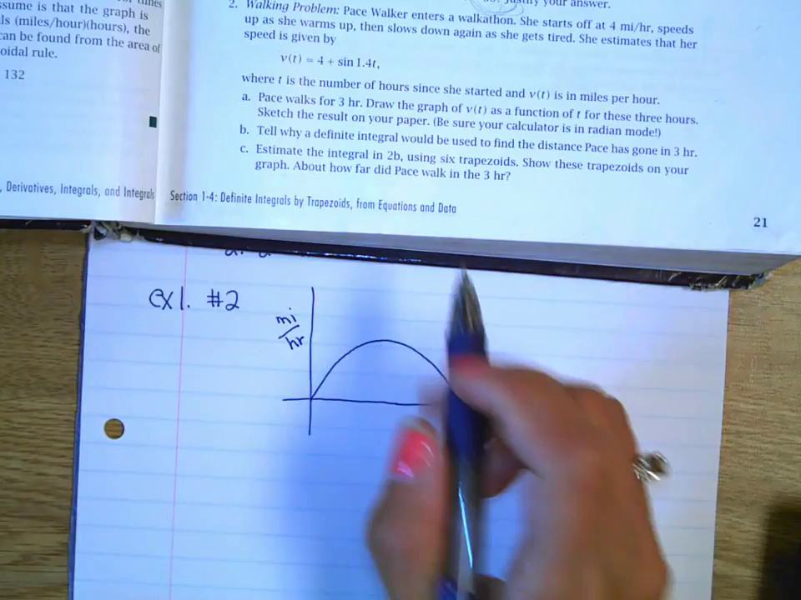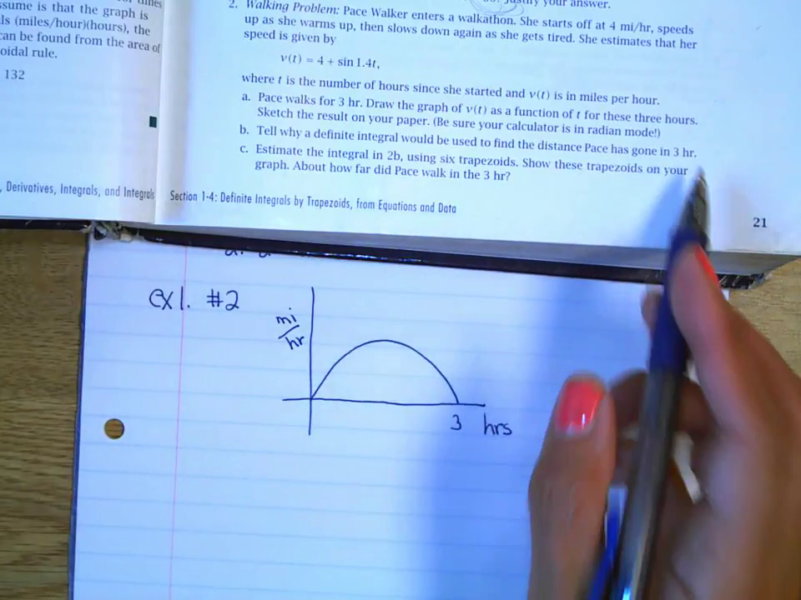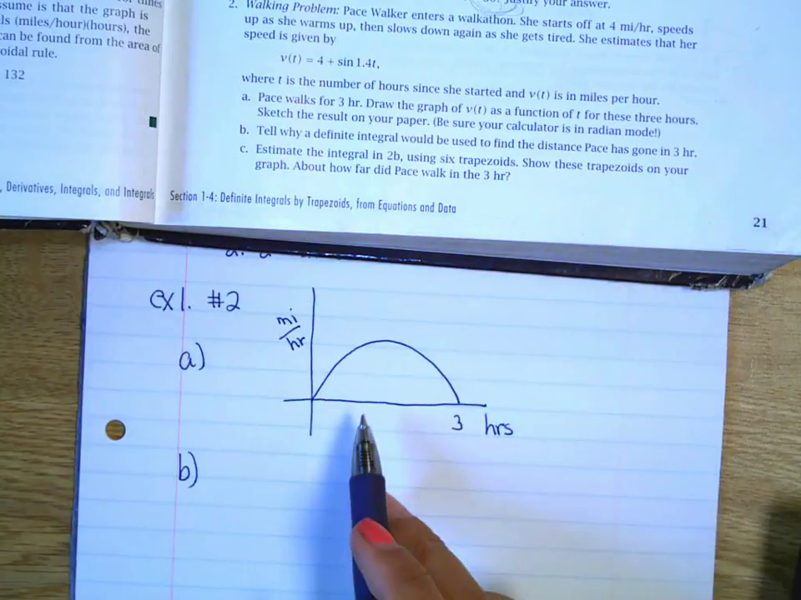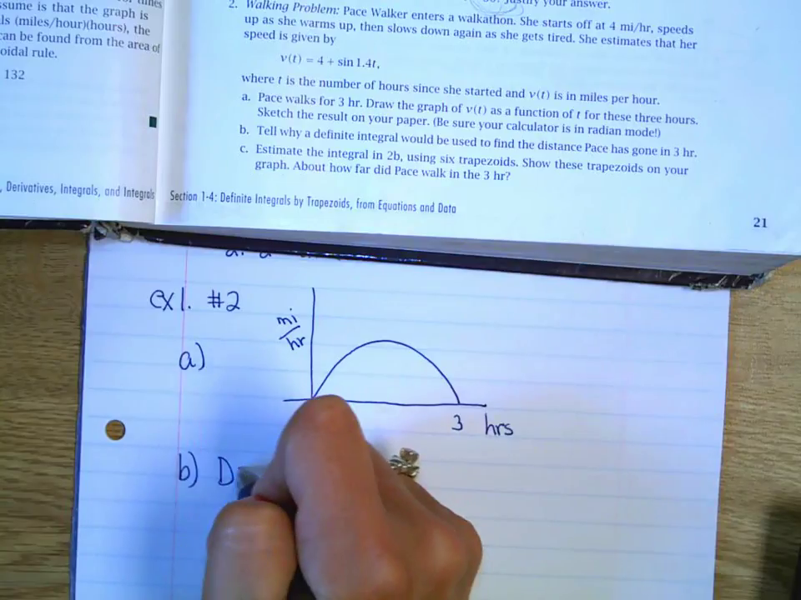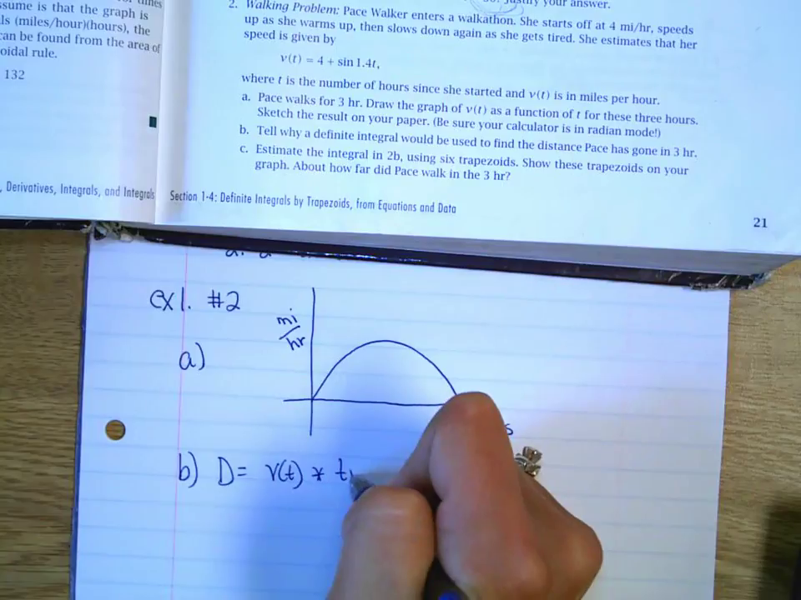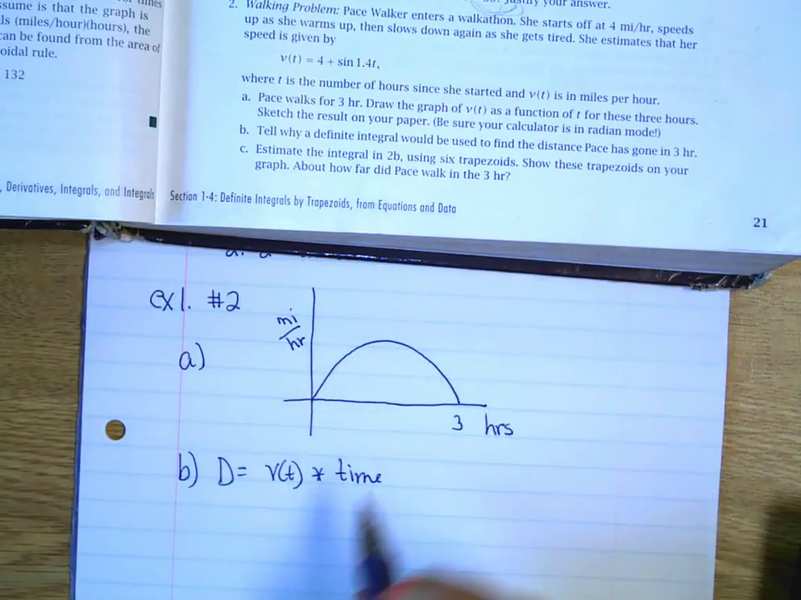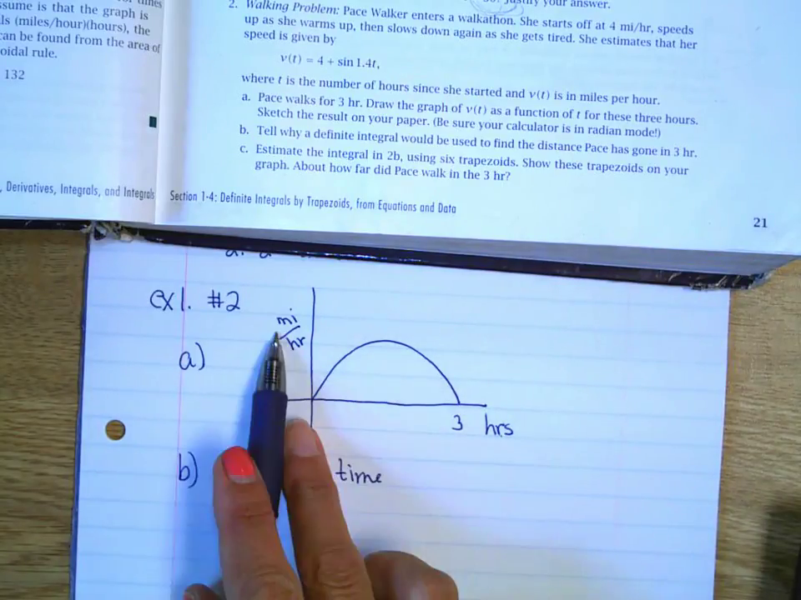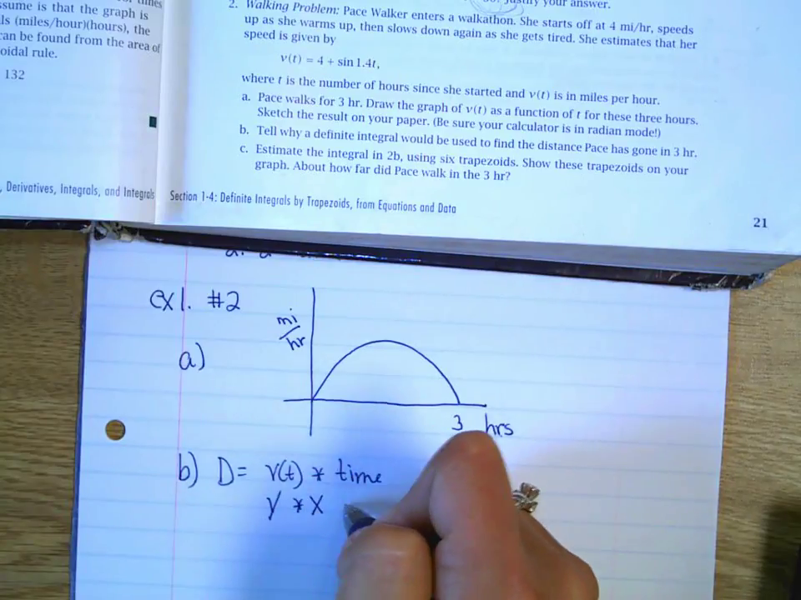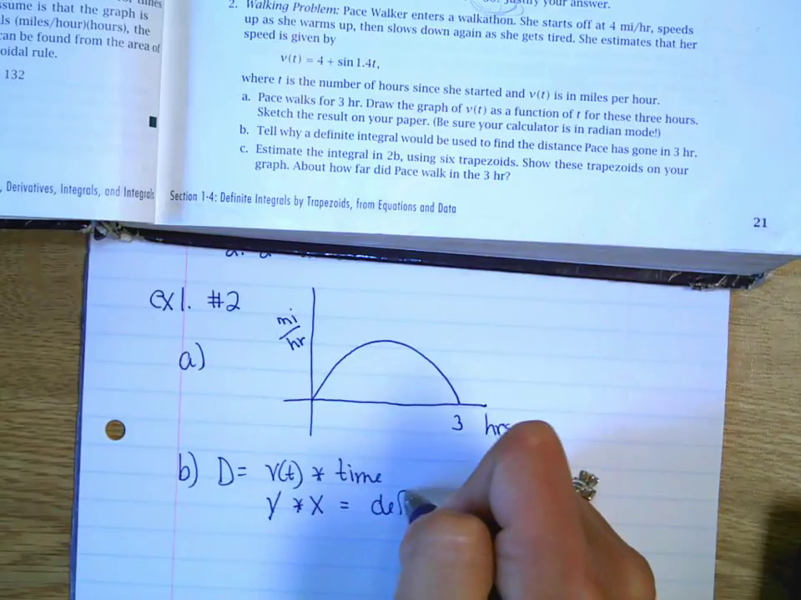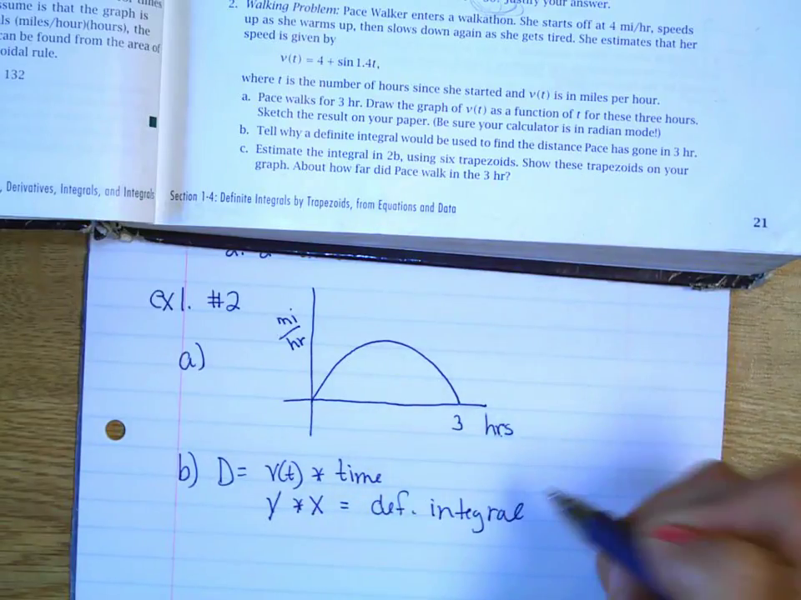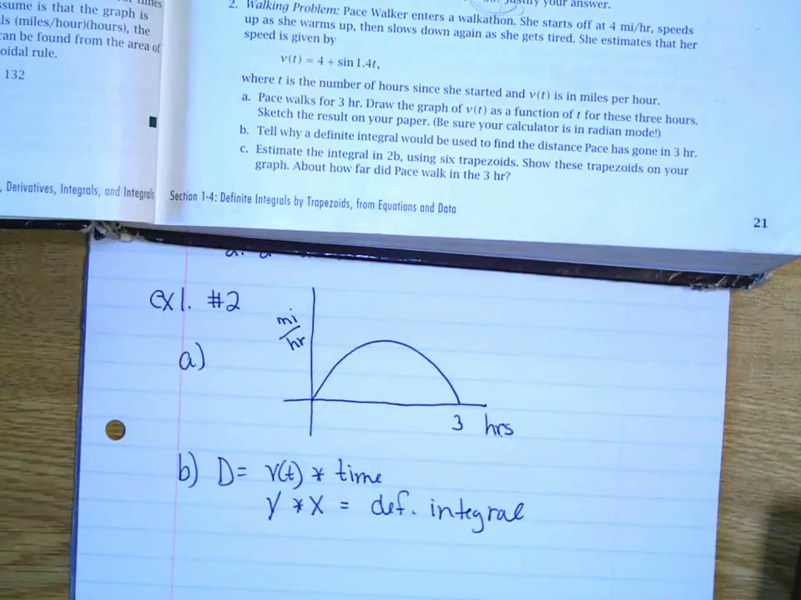It says, tell why a definite integral would be used to find the distance she has gone. So this was A. For B, I can use an integral because I know that distance is velocity multiplied by time. Rate times time. And that's what I've got. I want to multiply my two variables together. Anytime I do y times x, I'm doing the definite integral, and it's giving me the area under the curve.